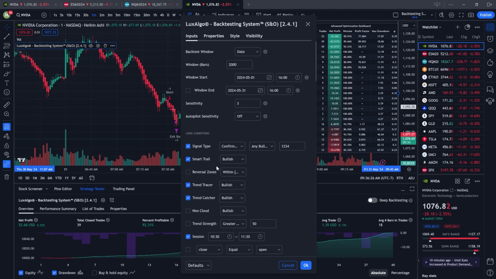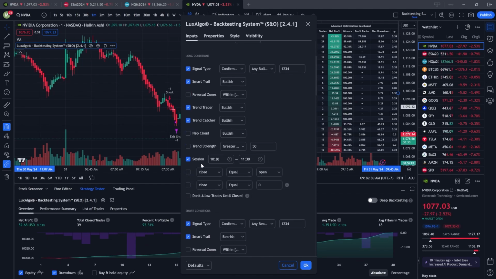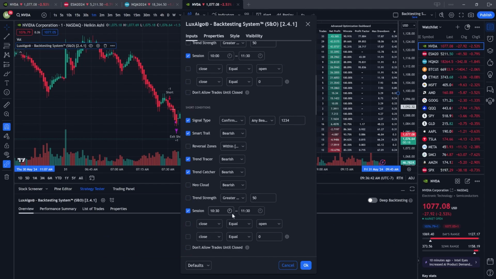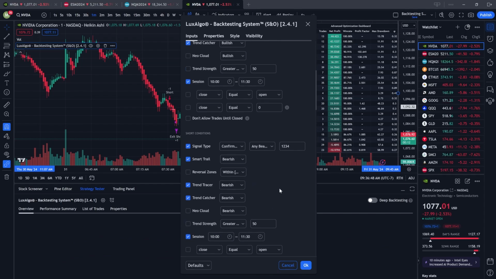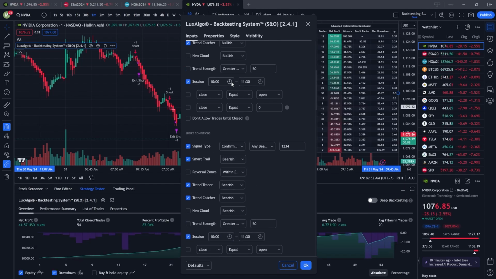We have it on Trend Tracer, Trend Catcher, Smart Trail, bullish signals. We have it for an hour into the market, like an hour after open. You can also do the first hour. The first hour is profitable. You can do like 30 minutes after open. If it's East Coast time, 10 to 11:30. If it's West Coast time, 7 to 8:30.